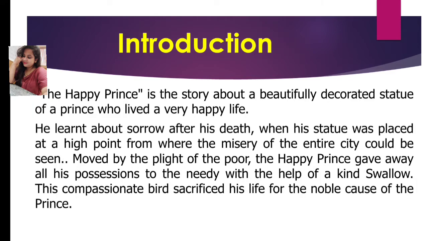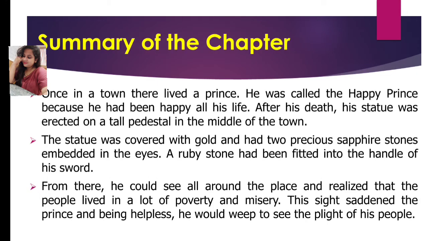Now, The Happy Prince is a story about a beautifully decorated statue of a prince who lived a very happy life. Once in a town, there lived a prince. He was called the Happy Prince because he had been happy all his life. After his death, his statue was erected on a tall pedestal in the middle of the town. The statue was covered with gold and had two precious sapphire stones embedded in his eyes. A ruby stone had been fitted into the handle of his sword.